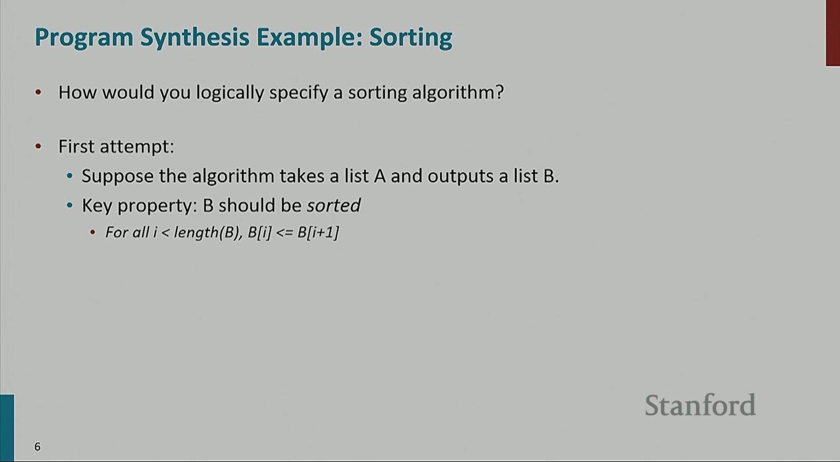Mathematically, I could write that as: for all of the indices i of the output, I want the element at that index to be smaller than, or at most equal to, the next element. So, sorted in increasing order. I can look at this statement and say, okay, if the output satisfies that, then it's a sorted array. Does this look good?